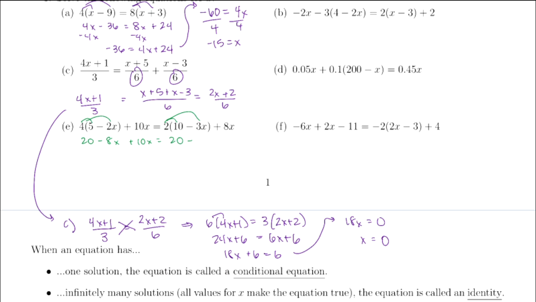And then on the right-hand side, I have 20 plus 2x, because negative 6 and positive 8 is 2x as well. So I have 20 plus 2x equals 20 plus 2x, which is always true, no matter what x value you choose. So this is actually called an identity. And we will go through the rest in class.